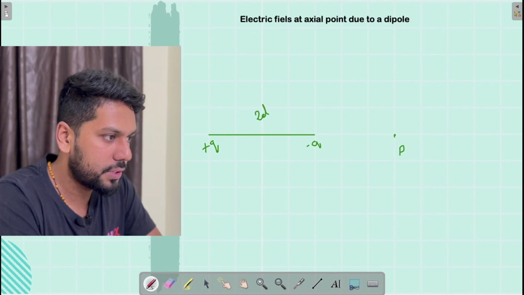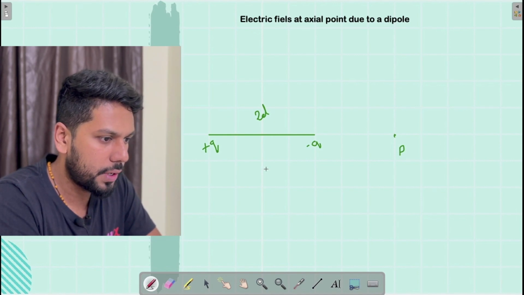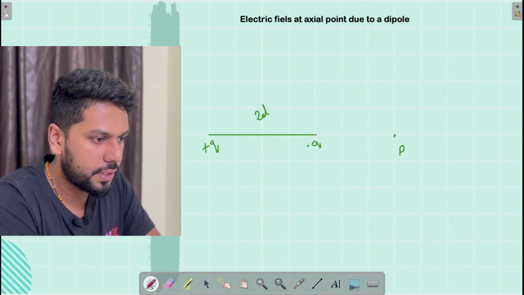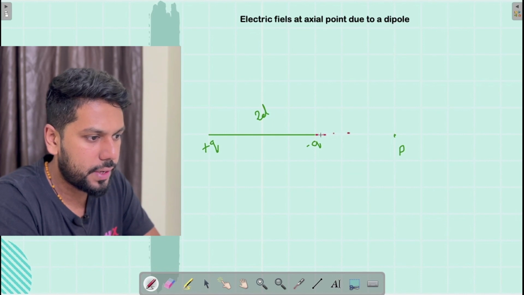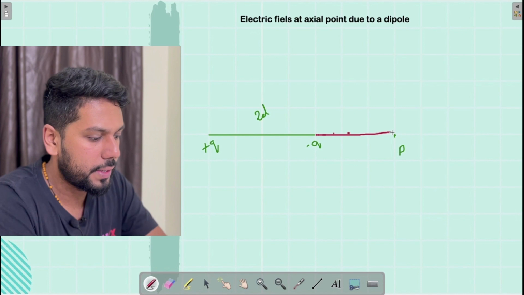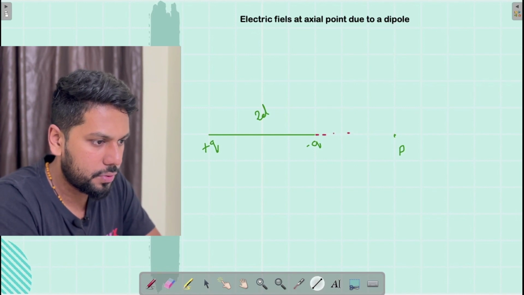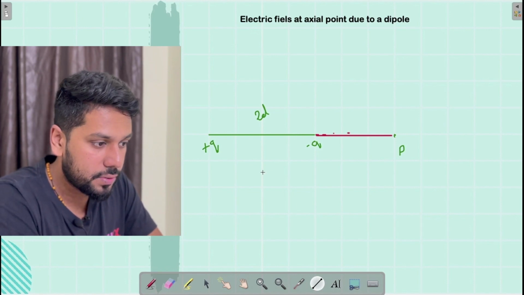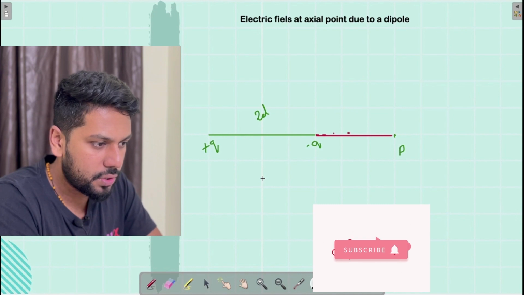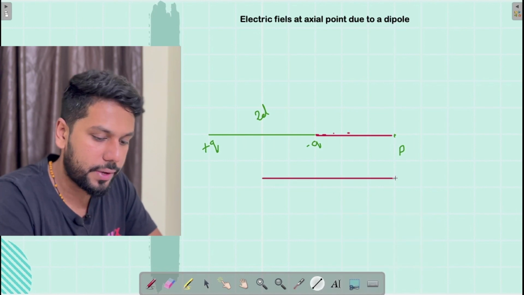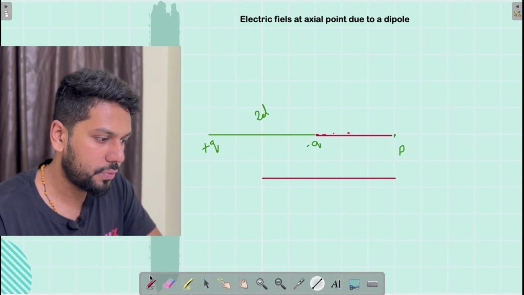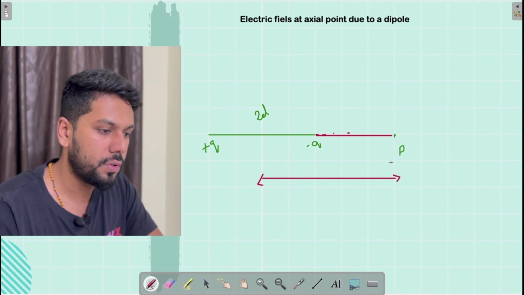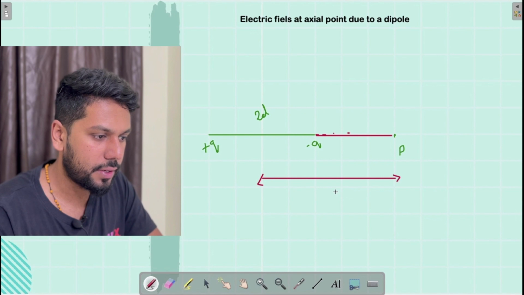So I want to find the electric field at point P. This is my axial point. See, my axial point is a point which lies on the axis of the dipole. Now let me quickly put the distances. Let me say the distance from the center of the dipole to that point P is r. This is very important.